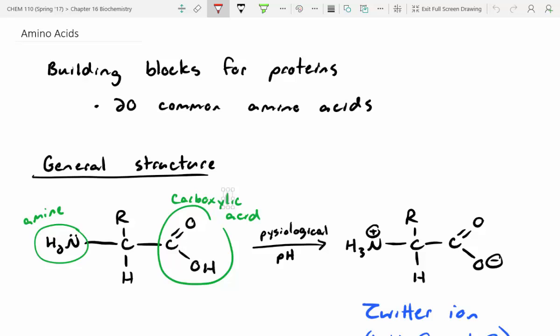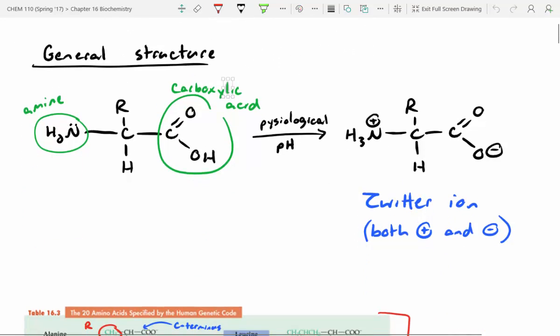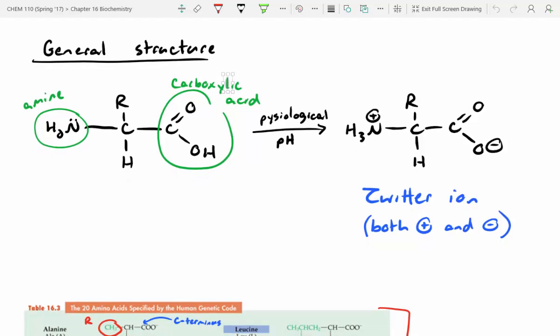All right, so today we're going to finish up biochemistry. On Wednesday, we talked about carbohydrates, lipids, and we finished up talking about amino acids. And we said that they're essentially the building blocks for making proteins, and that there are 20 common ones. And we said in the body, the carboxylic acid end typically is deprotonated, so that oxygen has a negative charge, and the amine is protonated because it's a base, so it has a positive charge. And we call this a zwitterion because it has both charges on one molecule.